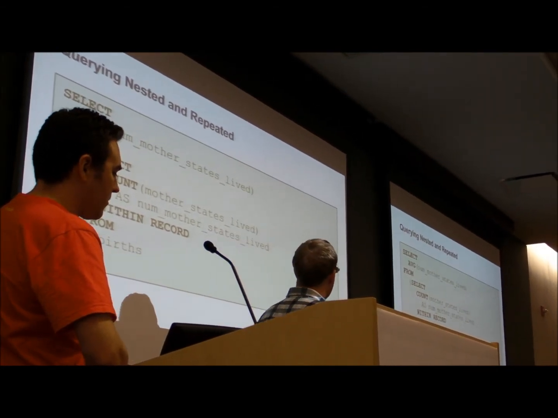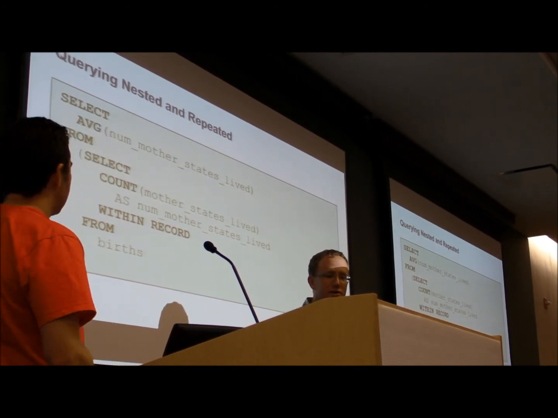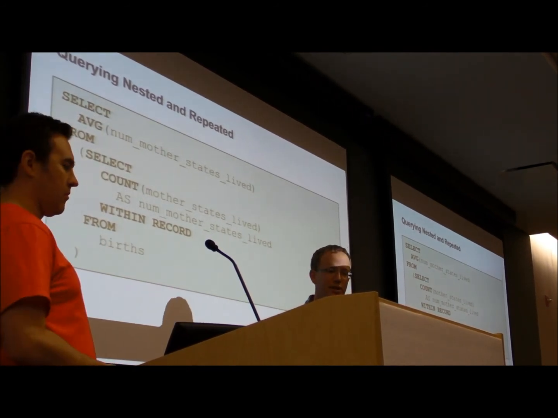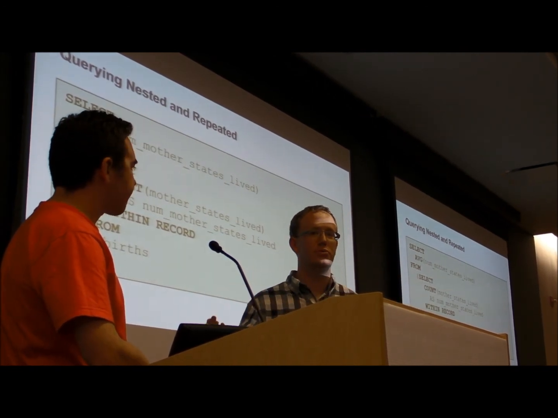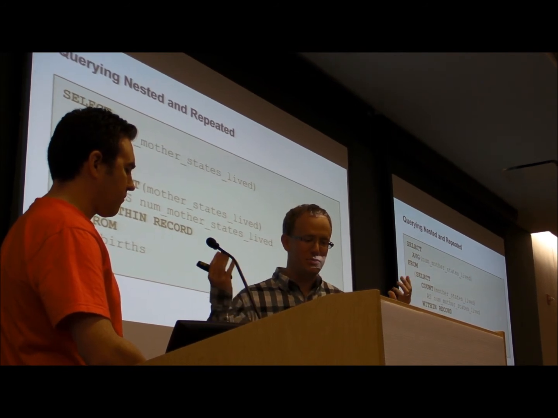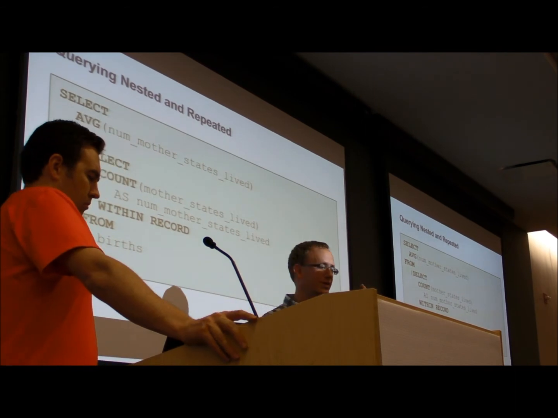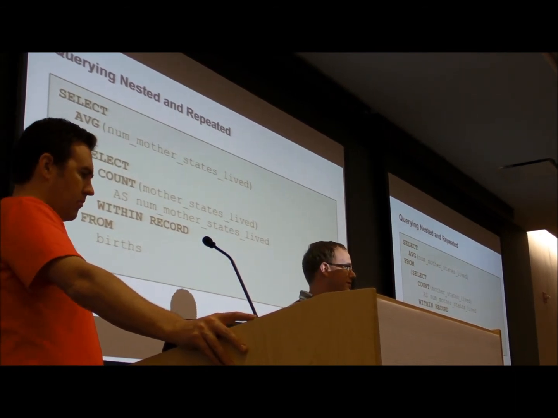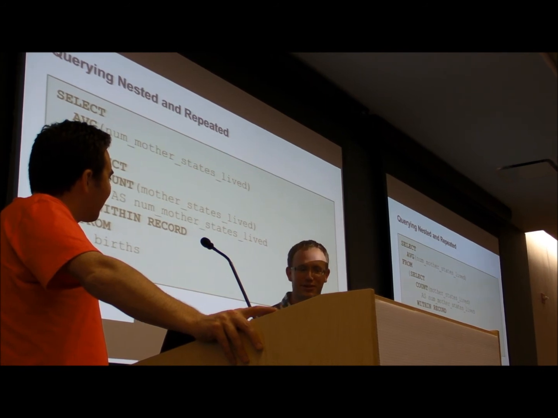And that's if, for instance, you wanted to count the number of states a mother lived in in each of these rows, and then take an average of those numbers of states. So, for instance, you want to take the average number of states that a mother who smoked lived in versus the average number of states a mother who didn't smoke lived in, and analyze the difference. I'd be curious as to whether there is a difference there.